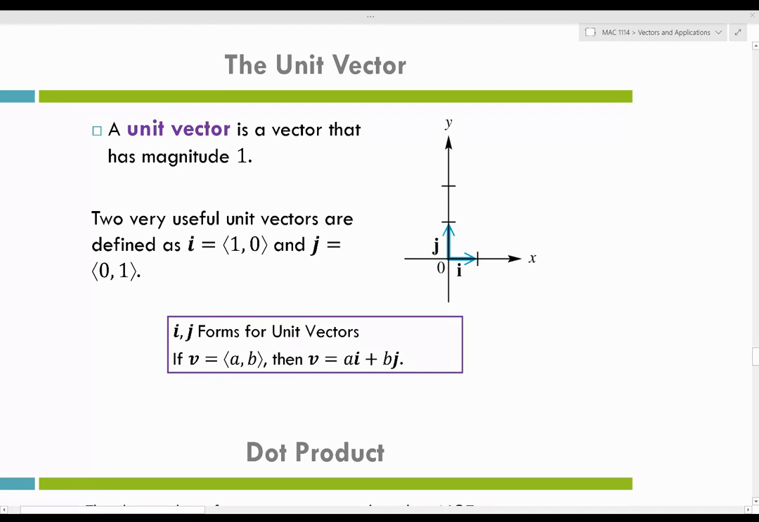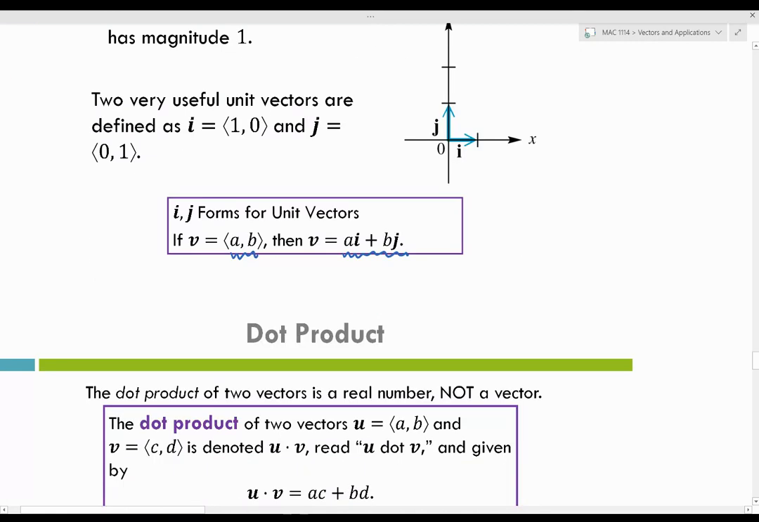So remember, there's a bunch of ways now that you can represent your vector: a bold-faced letter, or you can write it using its horizontal and vertical components. You can also write a vector now using the unit vectors, where a and b are still your horizontal and vertical components. It's just that you're attaching i and j to those as well. So let's continue our discussion.